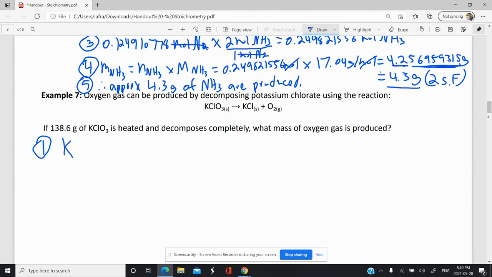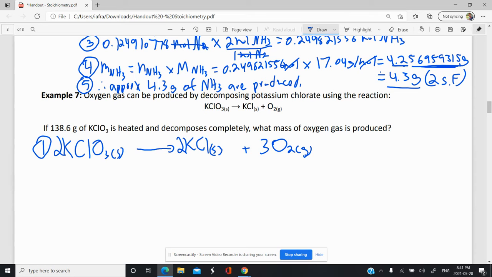KClO3 solid, heated up, so we probably would heat on the arrow, but it doesn't really matter. KCl solid plus O2 gas. So to balance this, I'll put a 3 here, a 2 here, and a 2 here, and now we're balanced.